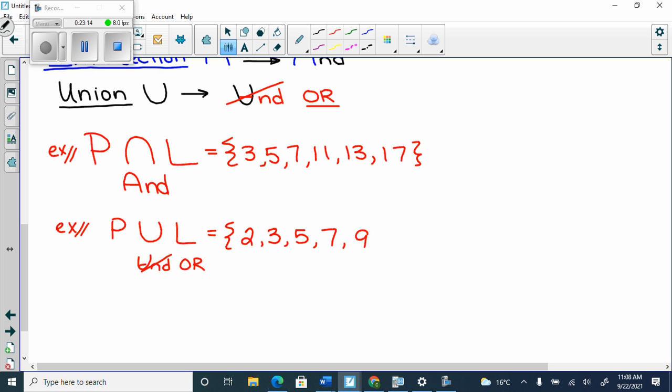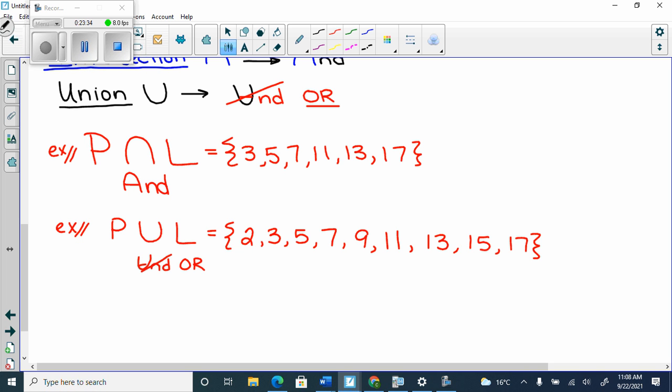9, because 9 is actually in L, but it's not in P, but I still list it, because if it's in either or, I list it, correct? What else? 11, 13, 15, 17. So I list the double ups and I list the singles.